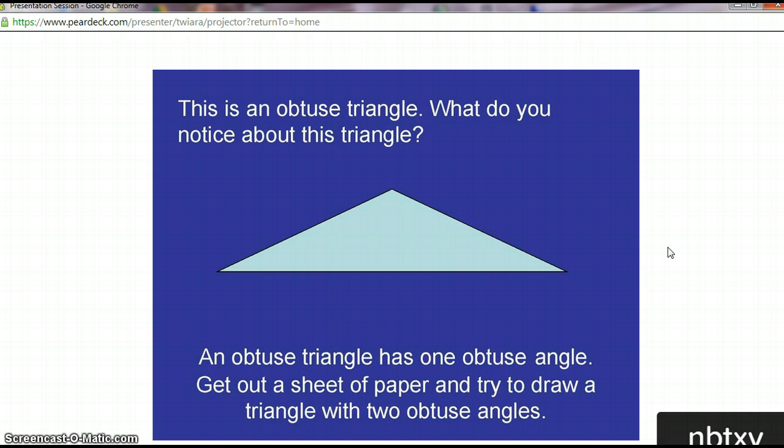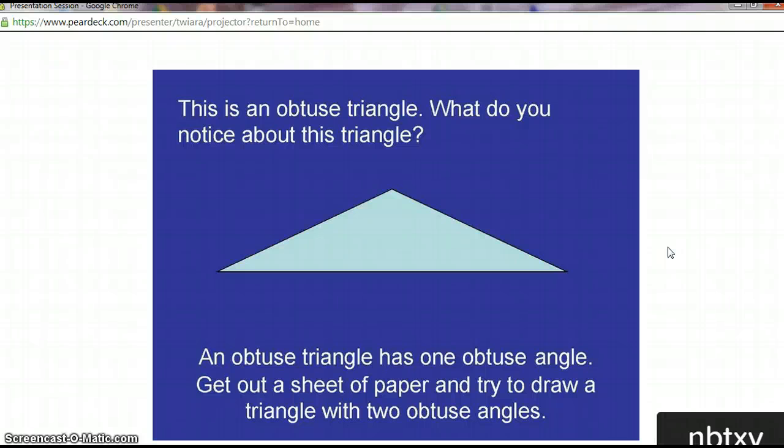Okay? Here we have what we would classify as an obtuse triangle. So what do you notice about this triangle? Look at your screen. You can see what it says below. What do you notice, Austin? All sides are big. Well, they're spread apart. They are. But there's something else I want you to notice. Read to us what it says at the bottom there. An obtuse triangle has one obtuse angle.